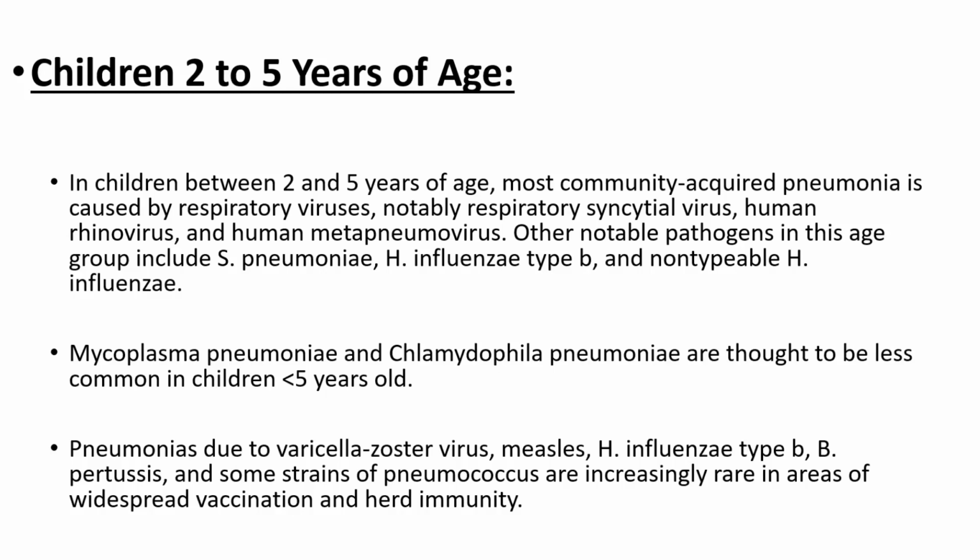And in children of age group 2 to 5 years, the most common cause of acquired pneumonia is respiratory viruses: respiratory syncytial virus, human rhinovirus, human metapneumovirus, and other bacteria like Strep pneumoniae, Haemophilus influenzae type B, and non-typable influenzae. Chlamydophila and Mycoplasma are less common. And pneumonias due to varicella zoster, measles, Haemophilus influenzae type B, and pertussis are increasingly rare in areas of widespread vaccination and herd immunity.